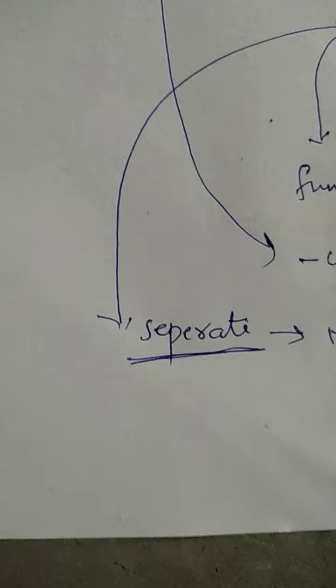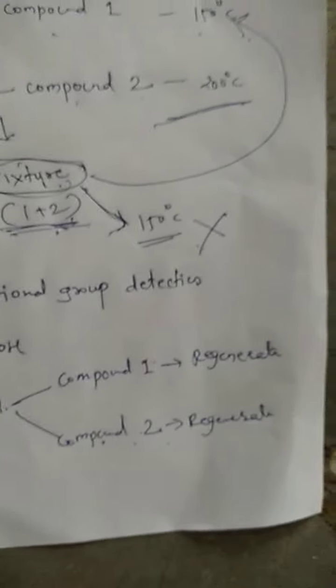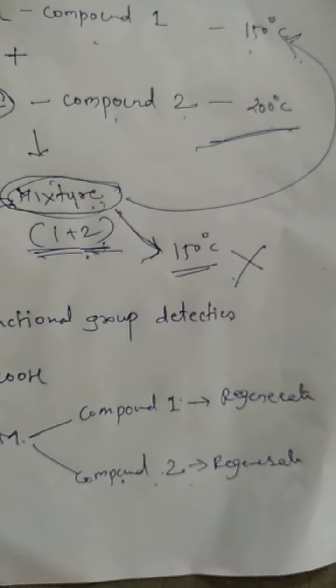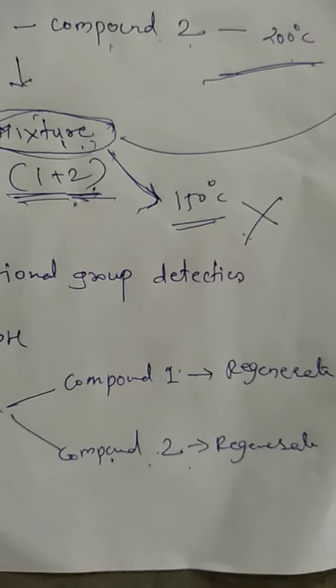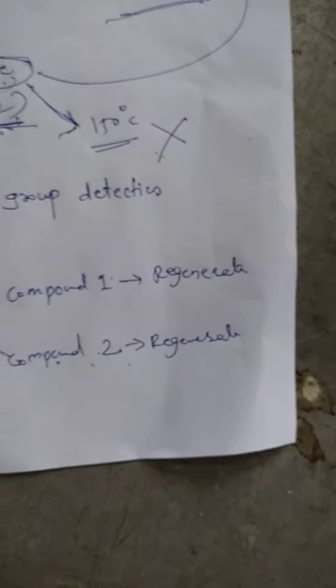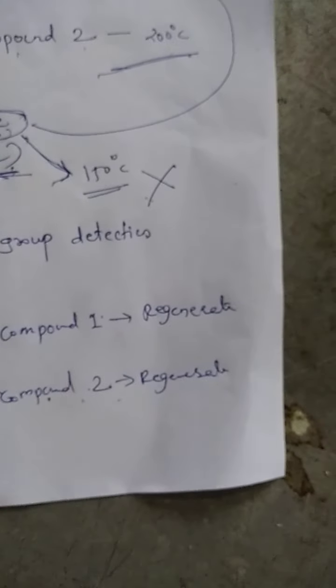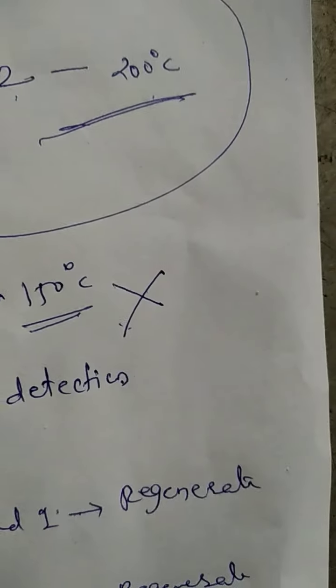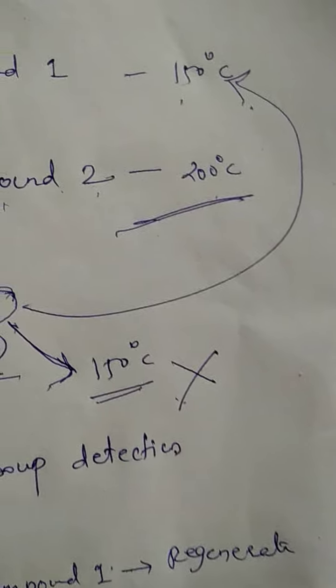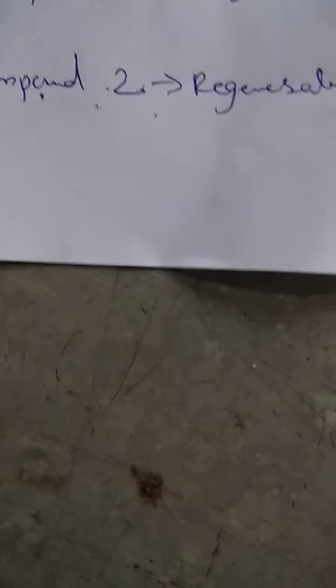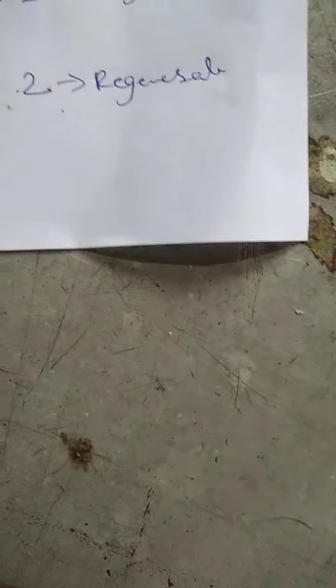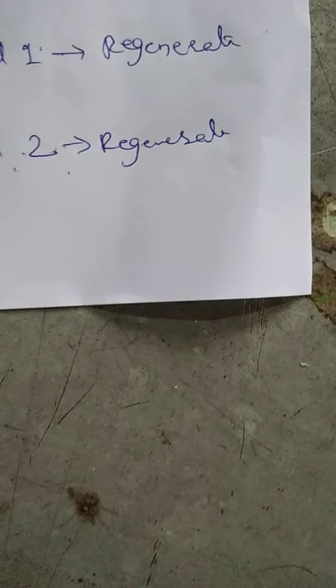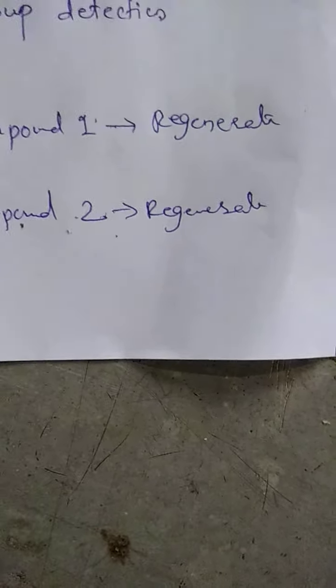Because sometimes during the separation techniques, the compounds are soluble in the given solvent. You have to use a different solvent for the separation techniques, and the compound will be soluble in these different solvents. So if the compounds are soluble in different solvents, you have to regenerate the compound. Suppose compound 1 is soluble, you have to regenerate it and get the solid form. Compound 2 is soluble, you have to regenerate it and get the solid form if the two compounds are solid in nature.